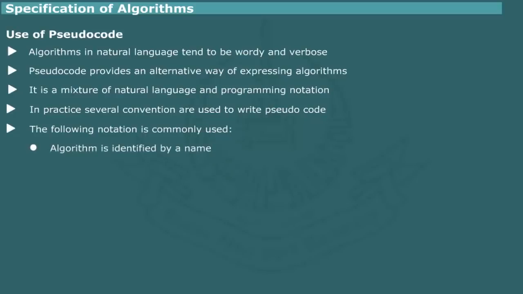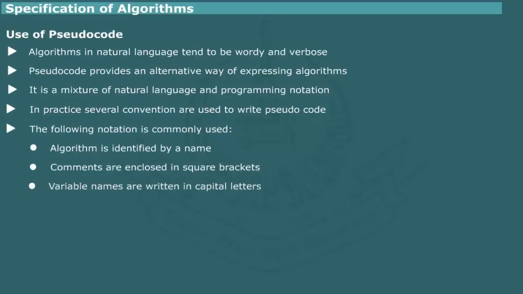Identification. Each algorithm is assigned a name and some identification number. Comments. Comments are optional and enclosed in square brackets. Variable names. These are expressed in capital letters. Assignment. A left arrow indicates an assignment statement.